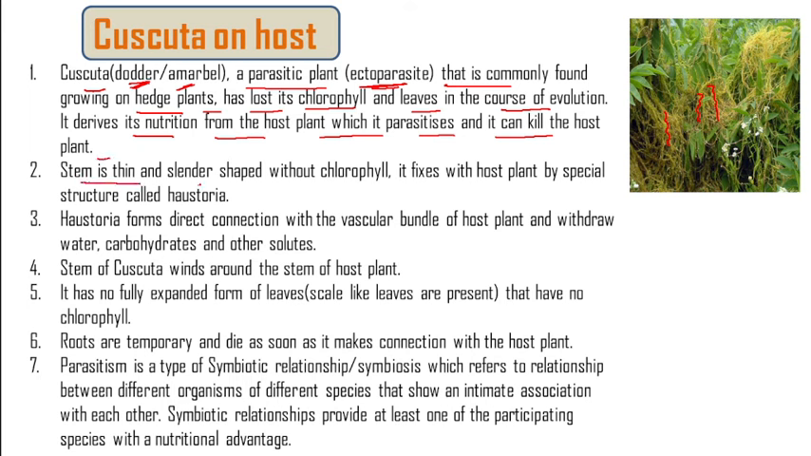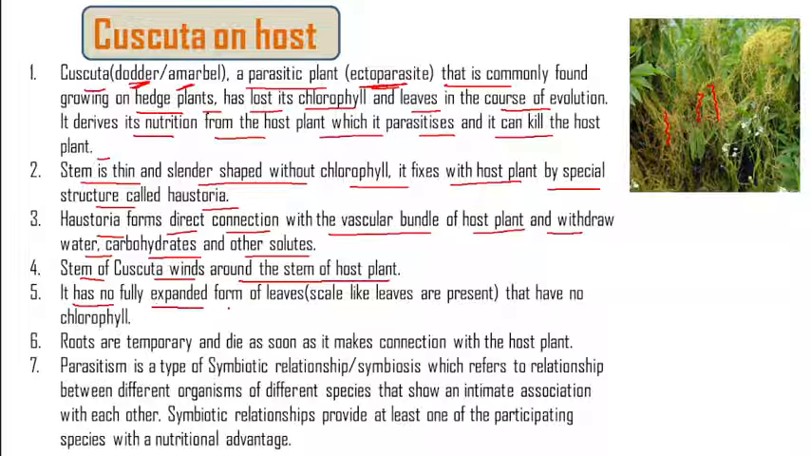Stem is thin and slender without chlorophyll. It fixes with the host plant by a special structure called haustoria. Haustoria form a direct connection with the vascular bundle of the host plant and withdraw water, carbohydrates and other solutes. Stem of Cuscuta winds around the stem of the host plant. It has no fully expanded leaves. Scale-like leaves are present that have no chlorophyll. Roots are temporary and die as soon as it makes the connection with the host plant.